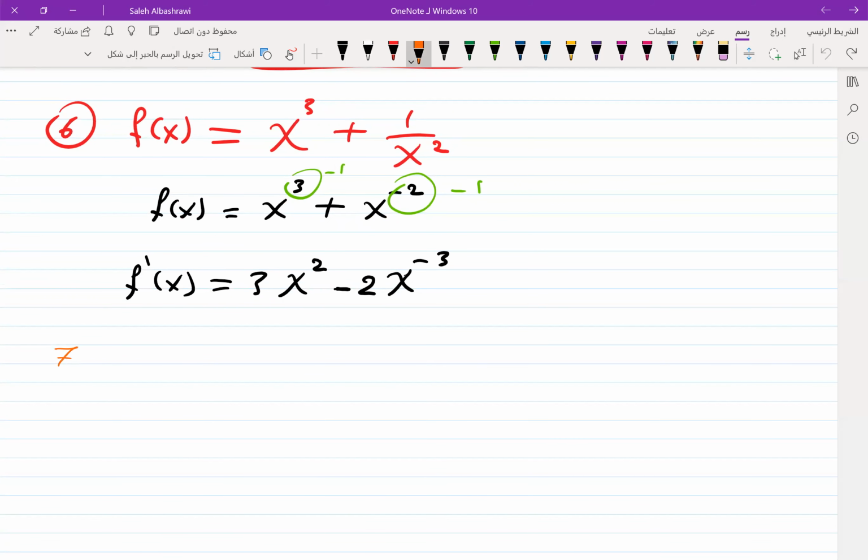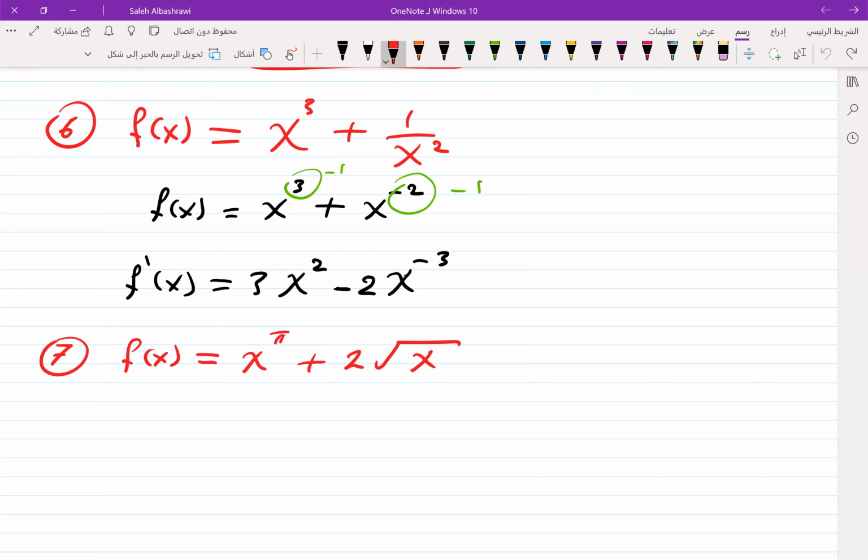Number 7. f of x is equal to, let's say, x to power y plus 2 square root of x. Let's find the derivative of this function.